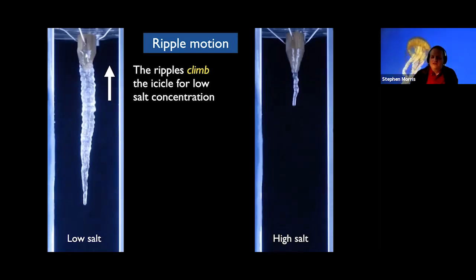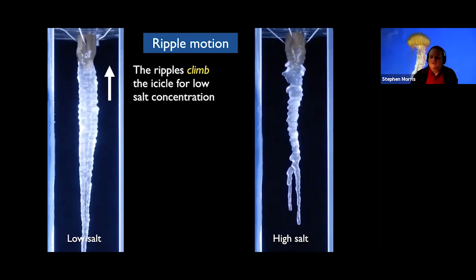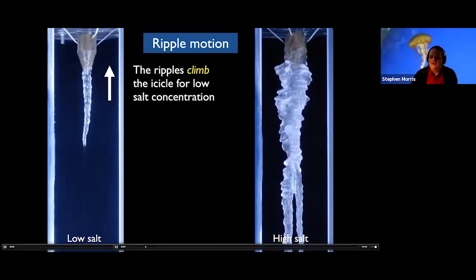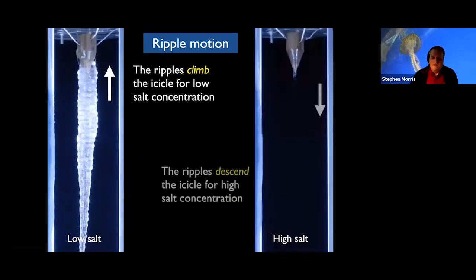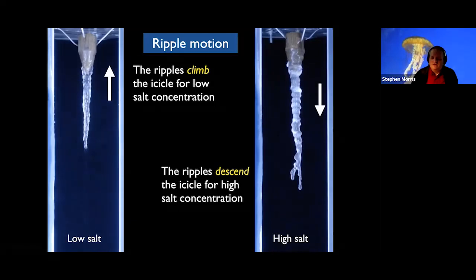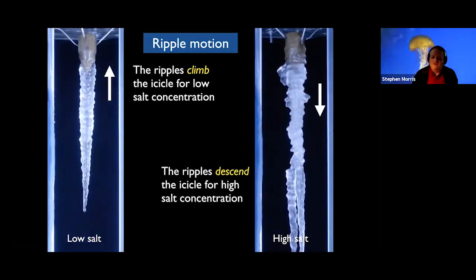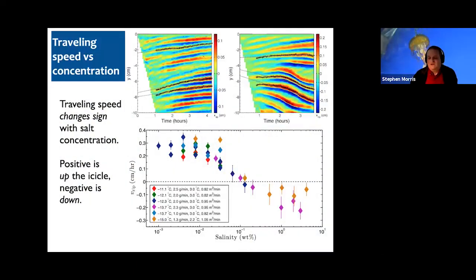If you look at a high concentration icicle, you see the opposite effect. If you focus your eye on the ripple, you see it clearly moving downward. And so the ripples descend for high concentration and they ascend for low concentration. And in between they cross over. So for low concentration of salinity, the ripple is always traveling upward. These are the space-time pictures showing the ripple peaks traveling upward. And on the right, the dynamics is more complicated, but on average, the ripples go downward.